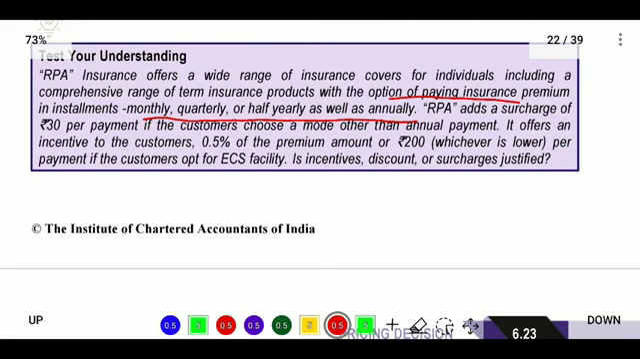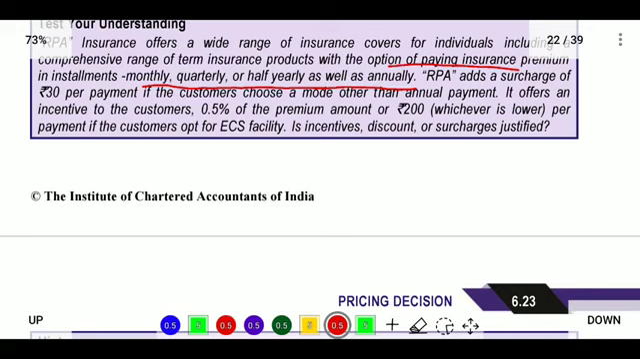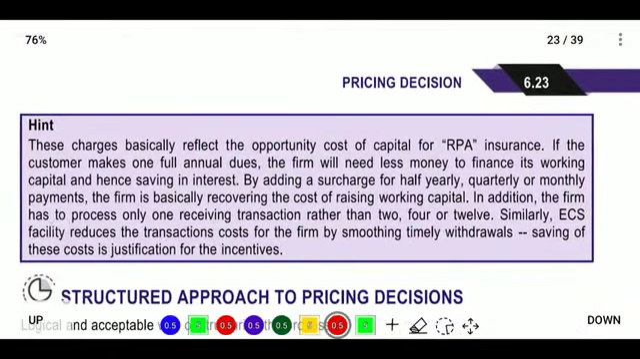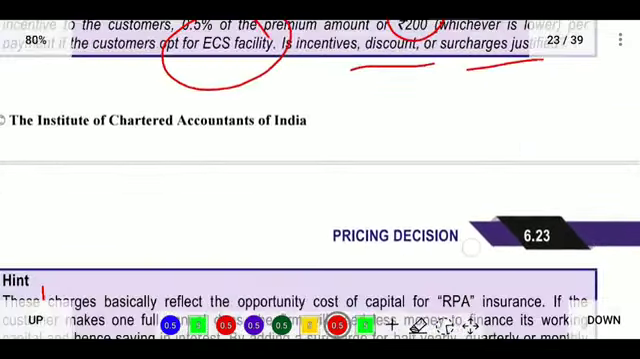Next, it offers an incentive to customers: 0.5% of the premium amount or 200 rupees, whichever is lower, per payment if the customer opts for the ECS facility. So if we pay through the electronic clearing system, you will get the benefit. Is the incentive, discount or surcharge justifiable or not?